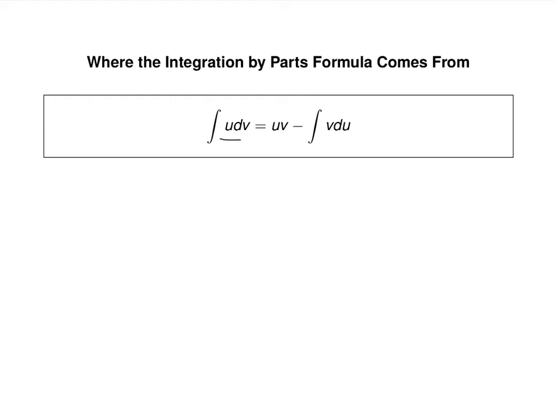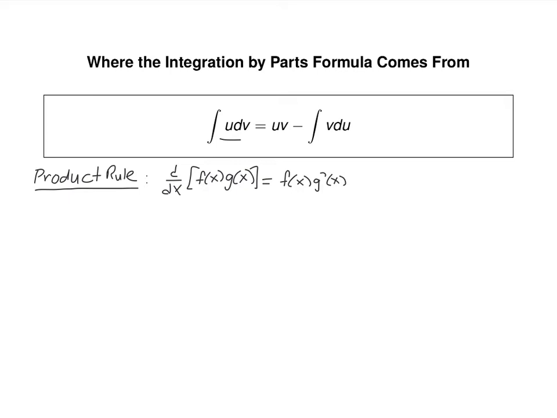As I said, this comes from the product rule, so the first thing you have to do is remember what the product rule says. The product rule says that the derivative of f of x times g of x is equal to f of x times g prime of x, so just differentiate g, and then add g of x times f prime of x.